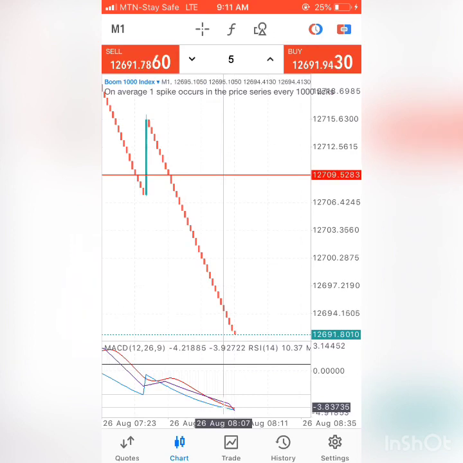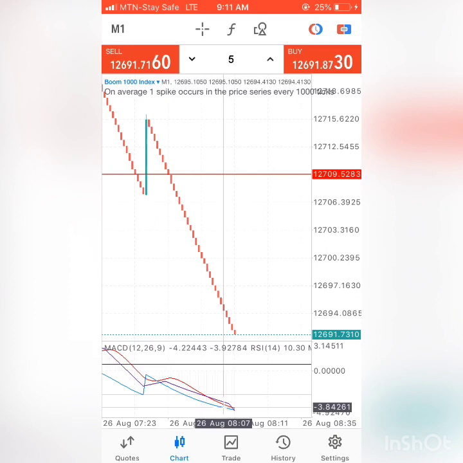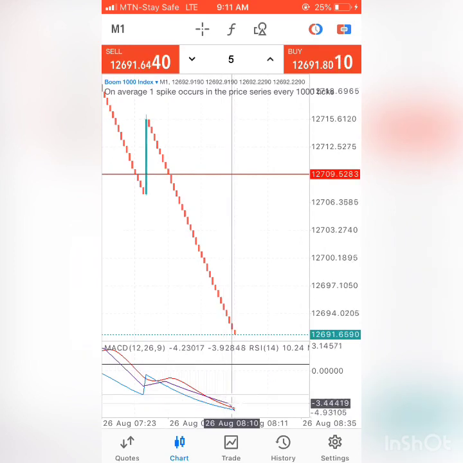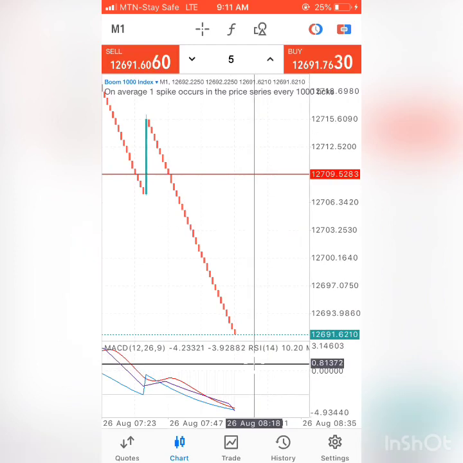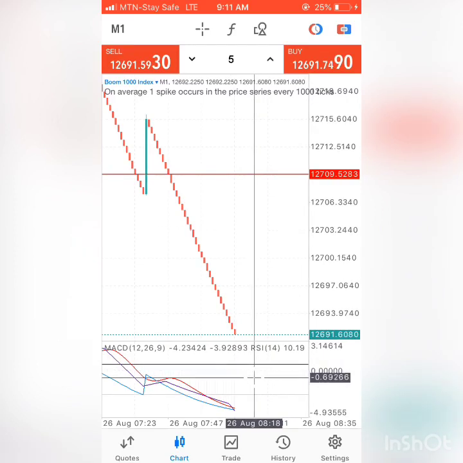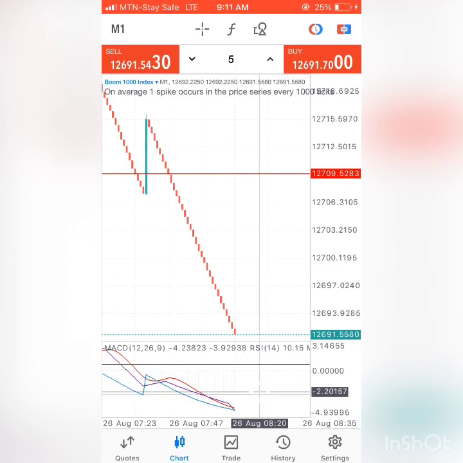Now let me repeat myself, the confirmations that you need to catch spike on this video. This is the lower region. This line here is the lower region. This is the upper region. But since we are dealing with boom, we are dealing with this lower region here.